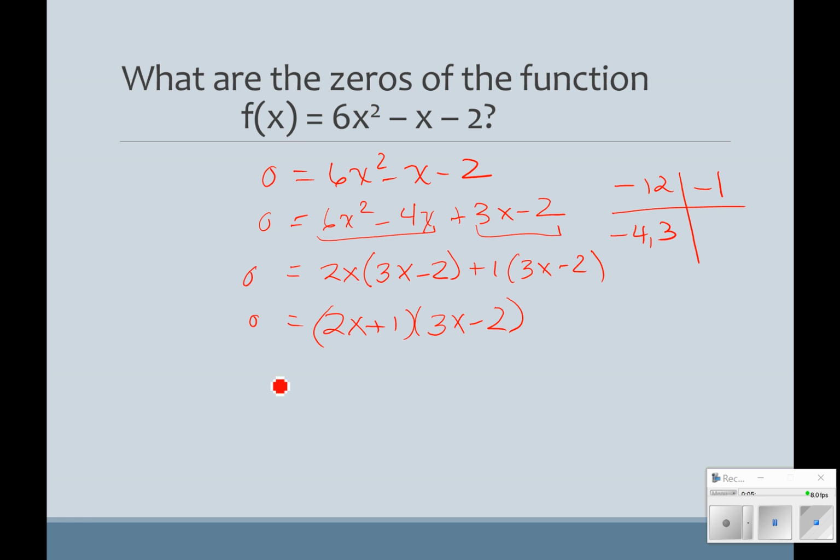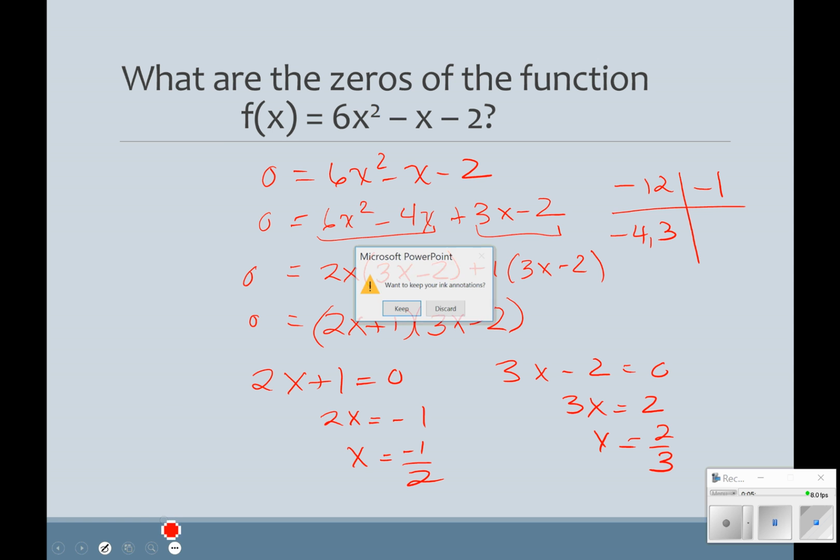And if I set those equal to 0, I'm going to subtract 1 and get 2x equals negative 1 and divide by 2, x equals negative 1/2. Down here, if I add 2, 3x equals 2, divide by 3, x equals 2/3. Now it's in standard form, so we can use the graphing calculator.